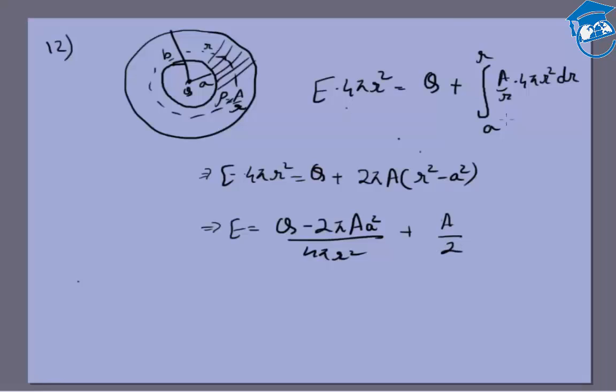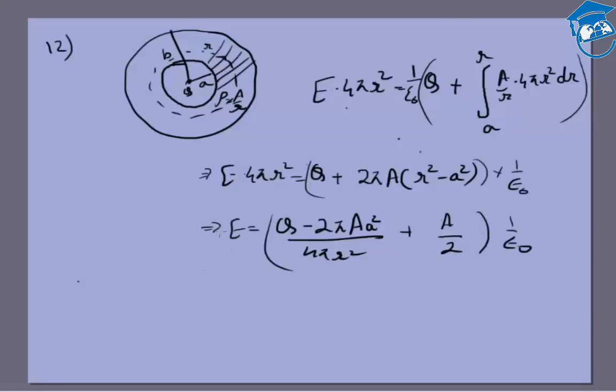By the way, this should also be a factor of epsilon naught everywhere here. This is 1 by epsilon naught of this whole thing, right? Because E into 4 pi r squared, the total flux is Q by epsilon naught. So this is also this into 1 by epsilon naught. That doesn't make a difference to the answer, but just for the sake of it.